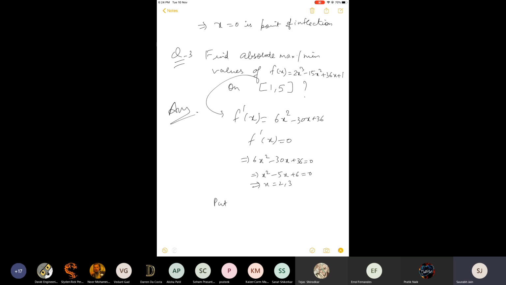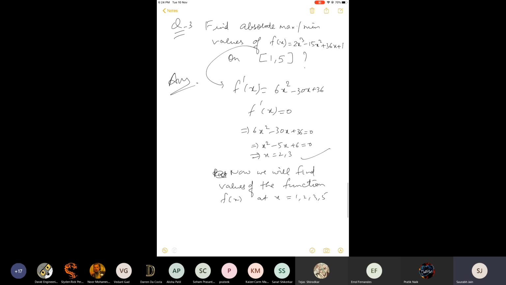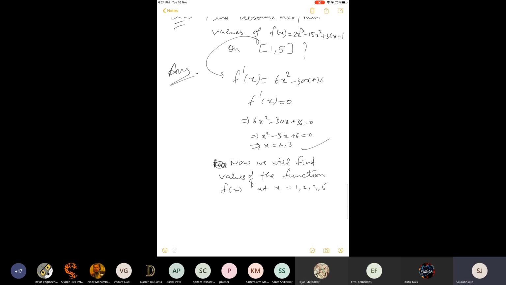Now we will find the values of the function f(x) at x equal to 1, 2, 3 and 5. 2 and 3 are critical points and 1 and 5 are the endpoints of the interval. Now when you put these values in the function, in the expression 2x cube minus 15x square plus this, you will get the four values.